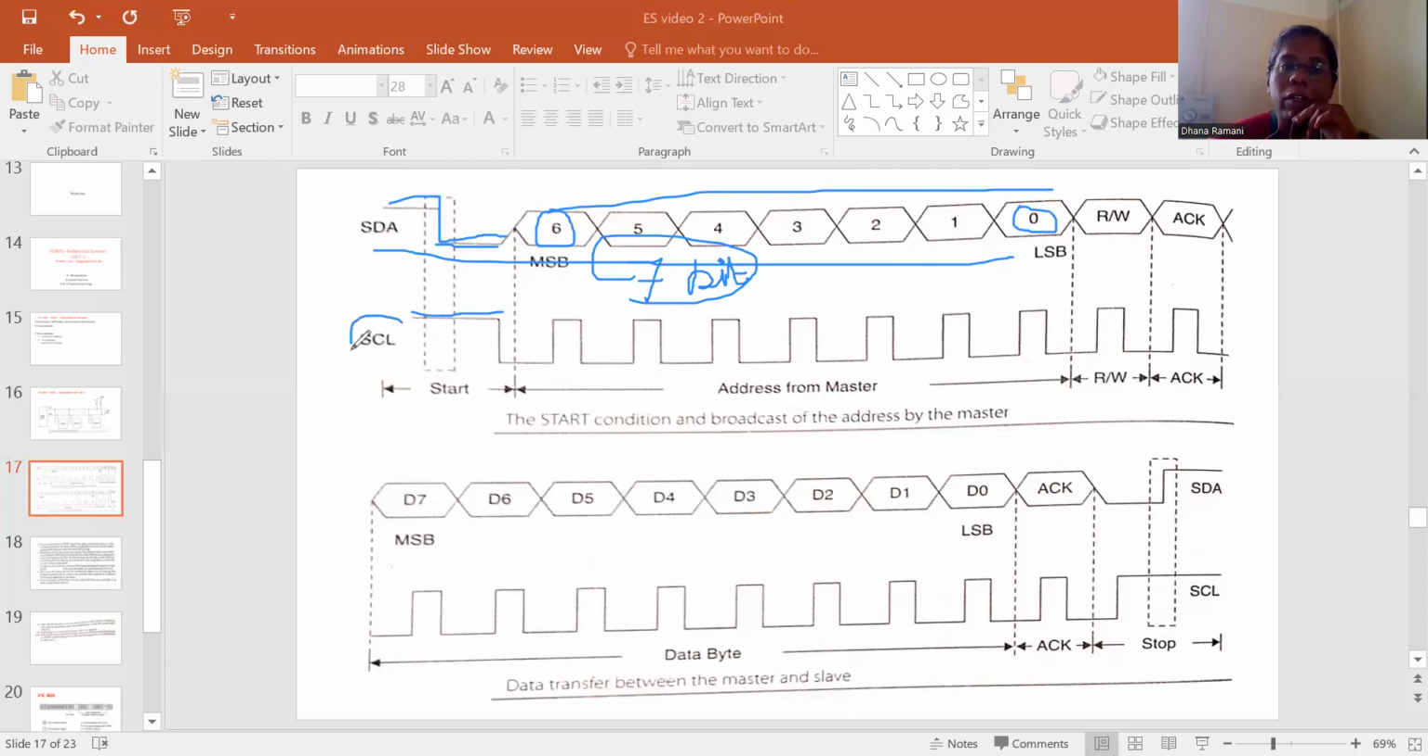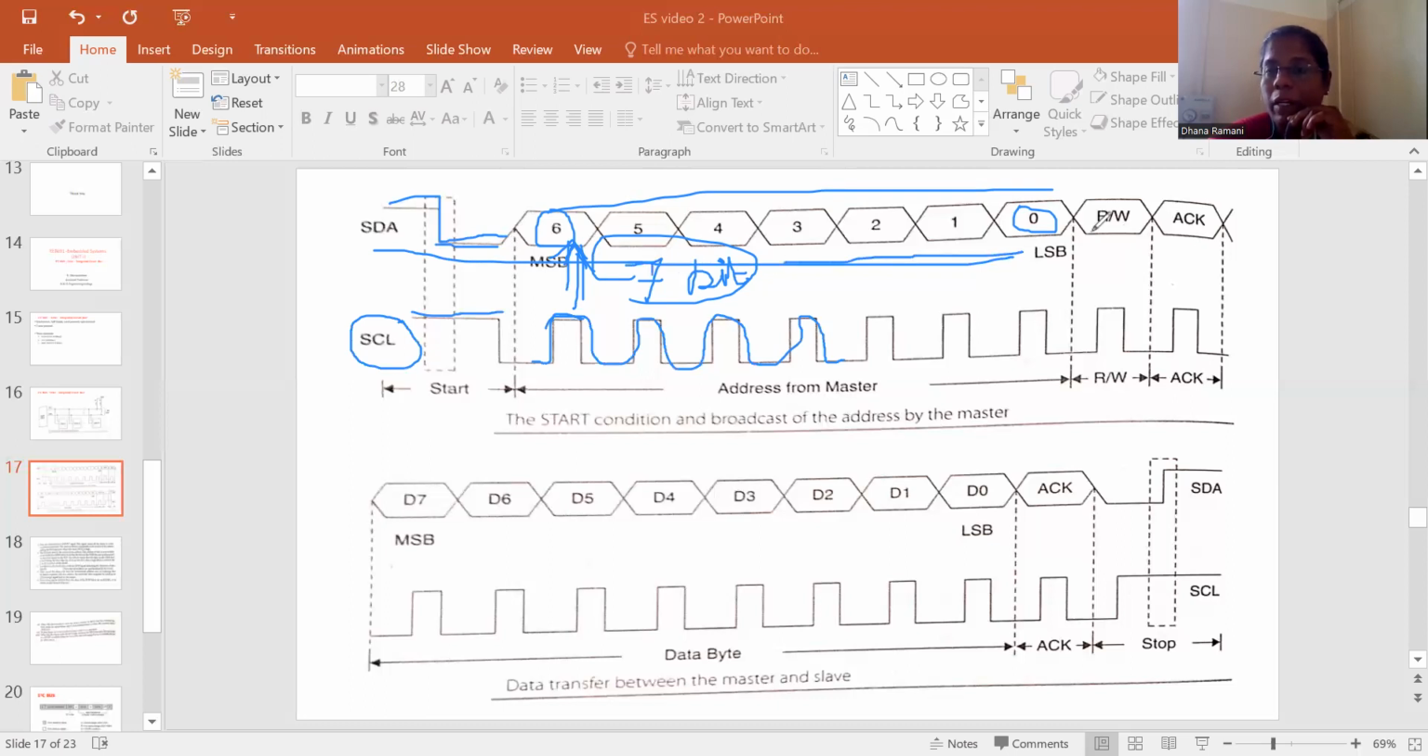Whereas the other line is our serial clock line, where you can see the clock pulses are given. At each and every clock cycle, the bits are transmitted. Whenever the clock pulse goes from low to high transition, the bit will be transmitted. Each clock signal transmits a bit here. So after the communication is initiated, it is going to send a 7-bit address.